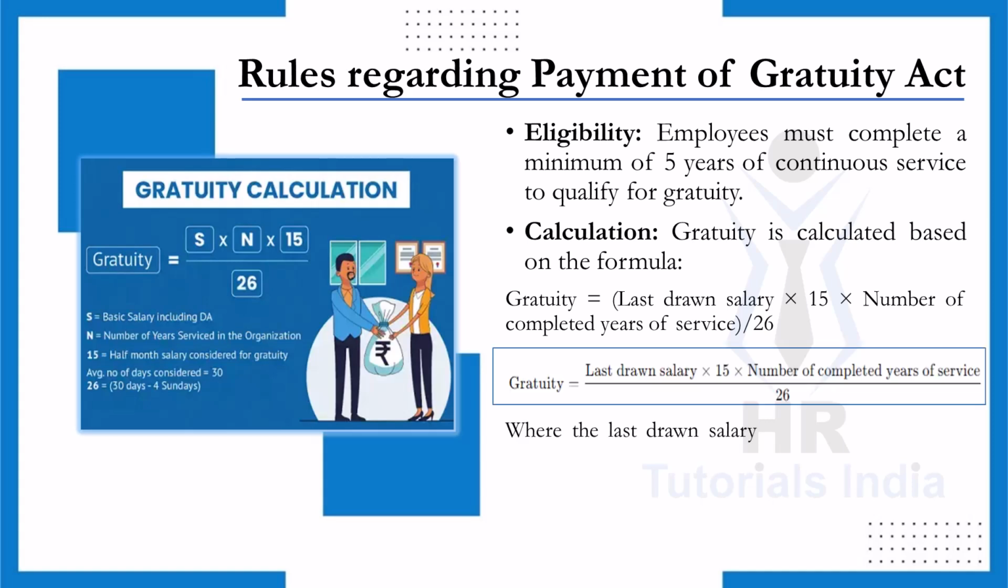In this formula, the last term salary includes the employee's basic salary and dearness allowance. The gratuity is calculated as 15 days salary for each completed year of service and divided by 26, that is nothing but the number of working days in a month. This formula ensures that employees receive an appropriate amount of gratuity based on their length of service and salary.